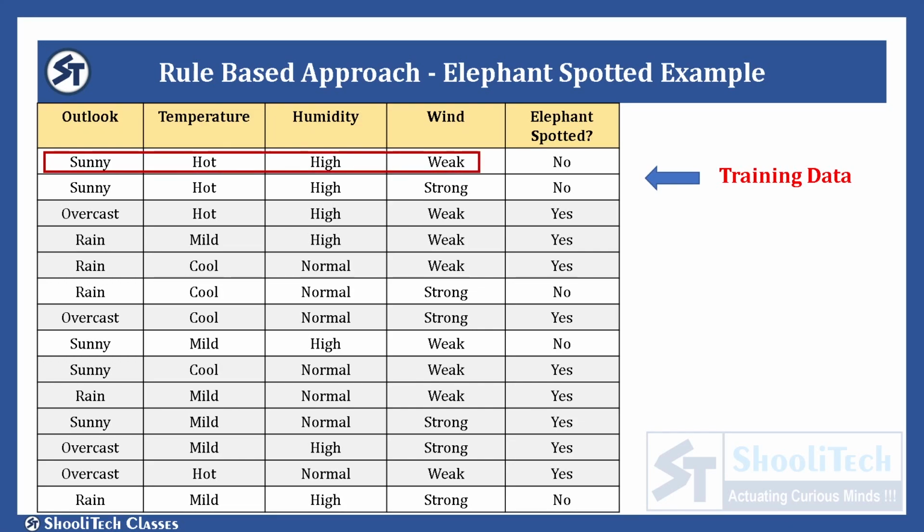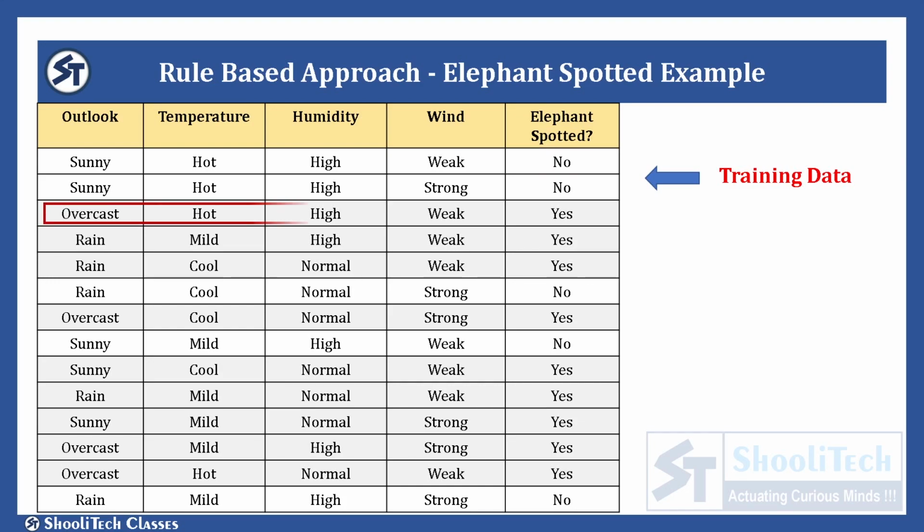For example, if we analyze the first record, then it tells us that when the outlook was sunny, temperature was hot, humidity was high and wind was weak, then in that case, elephant was not spotted. And if we analyze the third record, then we will find that when the outlook was overcast, temperature was hot, humidity was high and wind was strong, then in that case elephant was spotted.